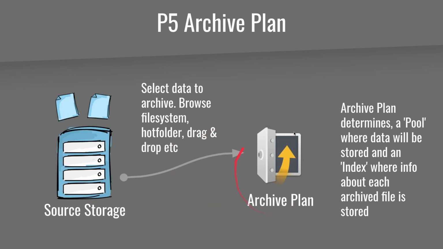And then the archive plan itself has a pool specified within it, and the pool specifies where the data will be stored. So you could have a tape pool of storage or a cloud pool of storage. And then we also have an index where we keep track. It's a database where we keep track of every file that's been archived and stored away. So we have the two things. We have a pool that determines where we store, and we have an index which keeps track of everything that we've stored, where it is, when we did it, plus other pieces of special information about those files as well.